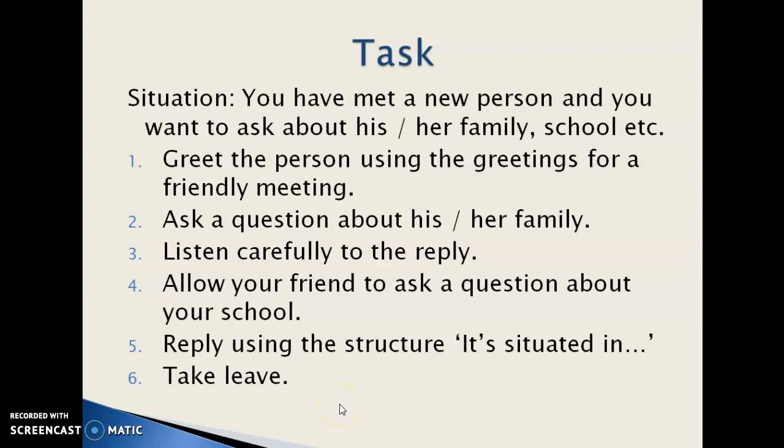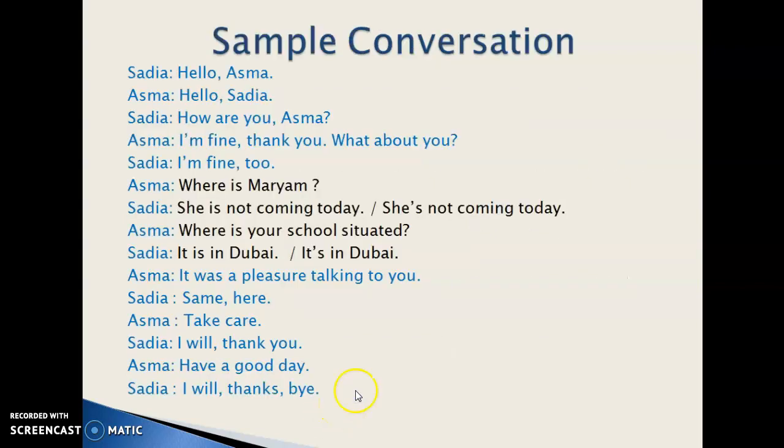Let us look at one example. The sample conversation is similar to what we have done earlier. The similar structure is listed in blue and the new questions are in black. Let us proceed. I will read only the conversation part, not the name of the person.